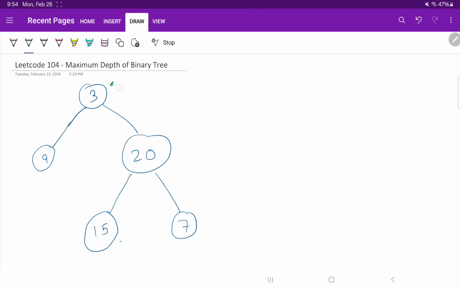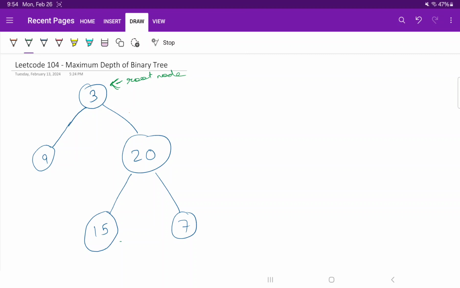So let's assume that this is the root node, and this is from where we begin our algorithm. The root node checks if it's a leaf node or not. If it's a leaf node, then we return 1. Otherwise, we check into its left and right subtrees for depths, to see whether the left subtree has higher depth or the right subtree has higher depth.